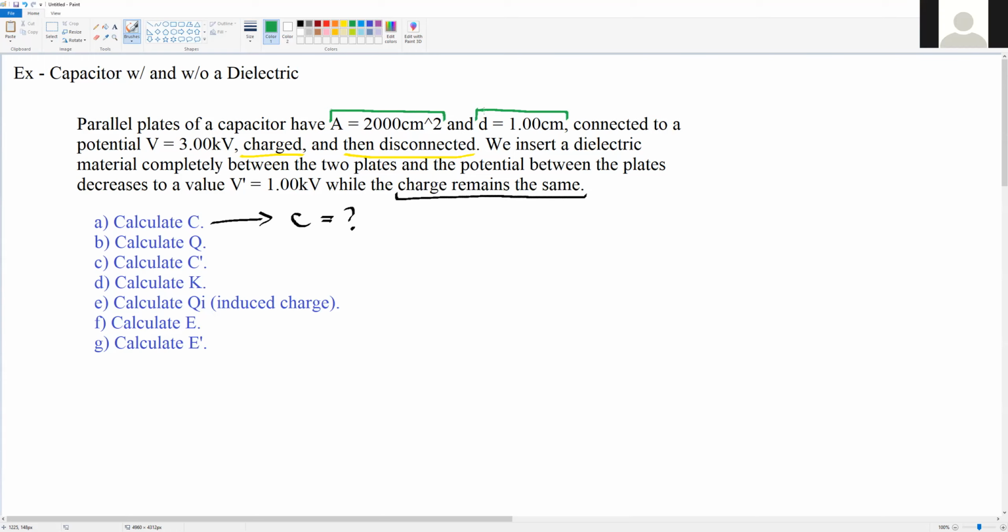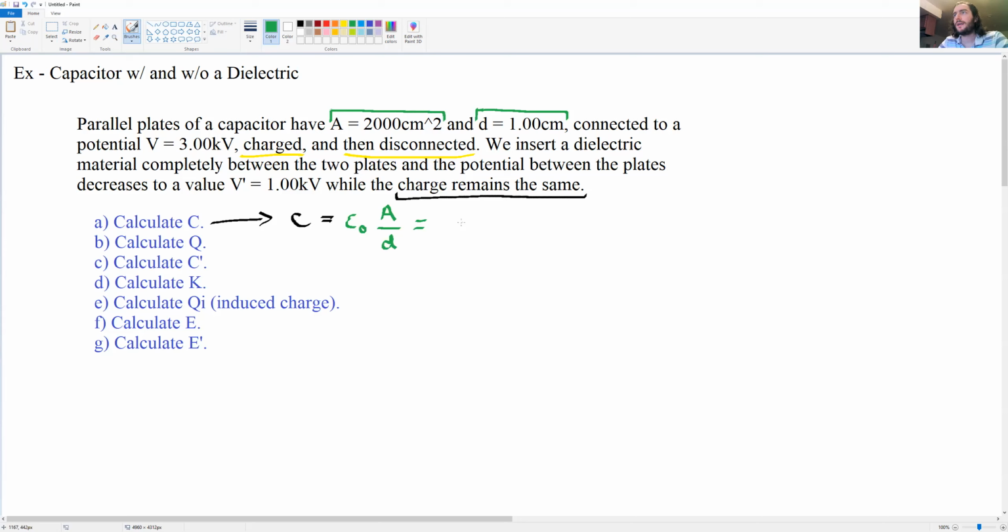I guess I'll go. I was just waiting for other people, but use the equation epsilon naught times the area over the distance. Exactly. Yeah. So this is a simple question. You know the dimensions of the capacitor, so you calculate its capacitance directly.